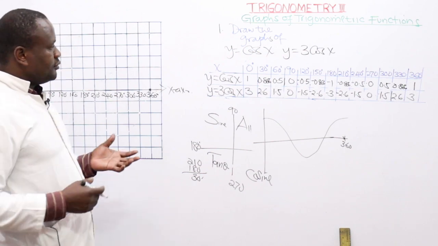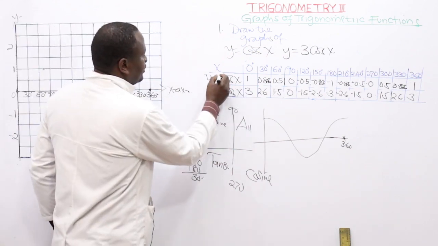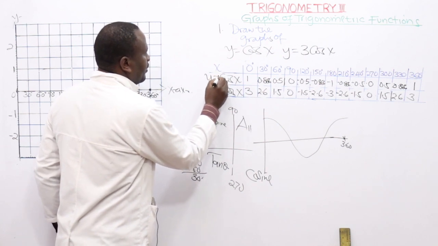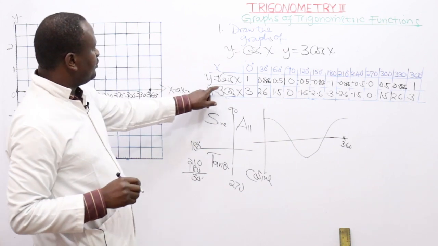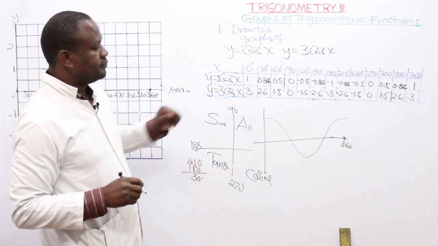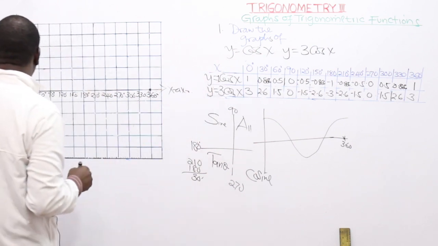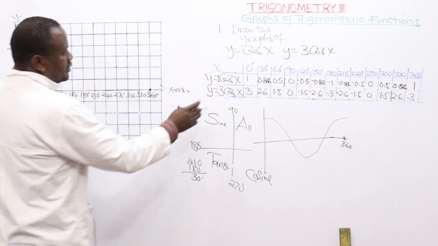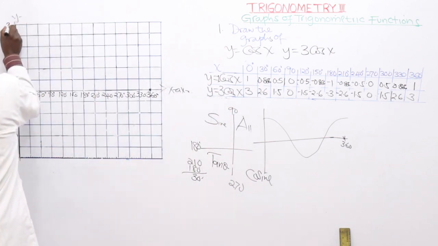Which means the amplitude for y is equals to cos x is 1. The amplitude is the value here. The amplitude is the value written before cos, which in this case is 1. But for this one, it is 3. So we'll go all the way to 3.